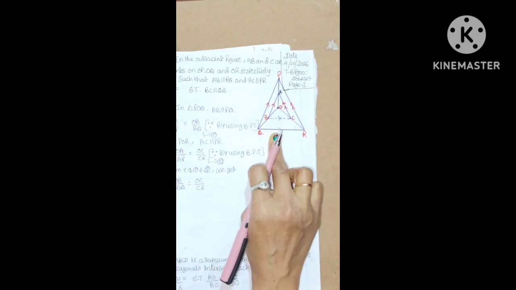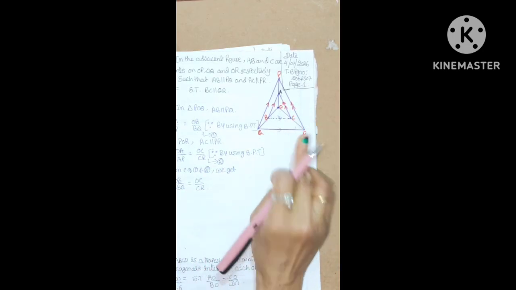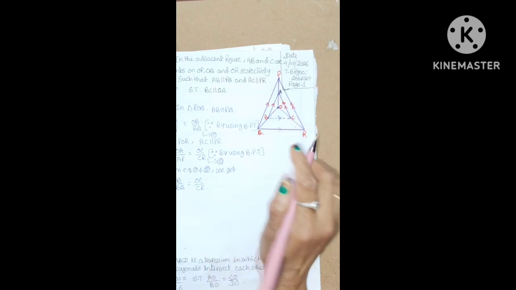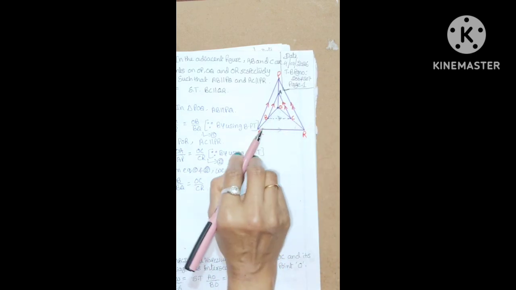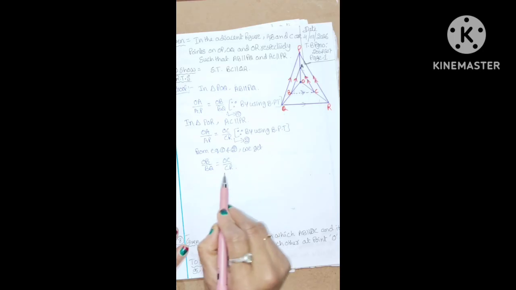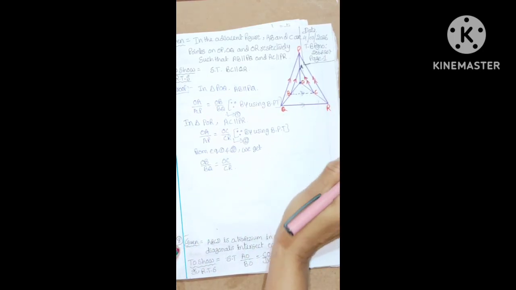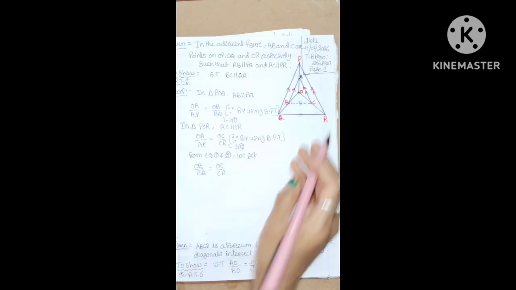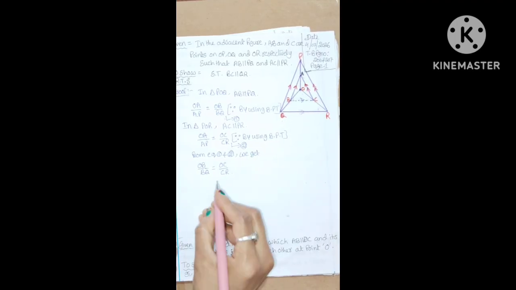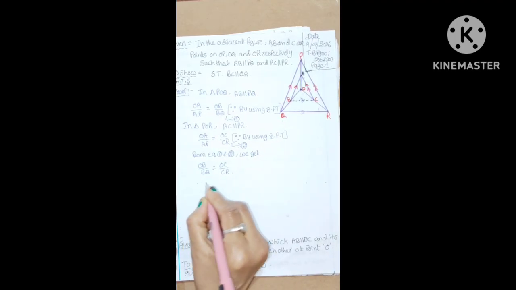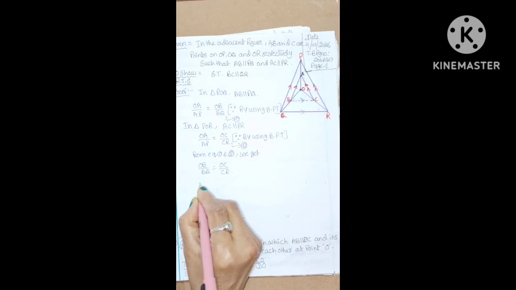Why are these two sides parallel? Since by using the converse BPT theorem. Okay, is it clear? These two sides' ratios are equal, so they are parallel. You already proved it here. So, what about these two sides? These two sides are parallel. What's the reason? Since by the converse BPT theorem. Okay, is it clear?